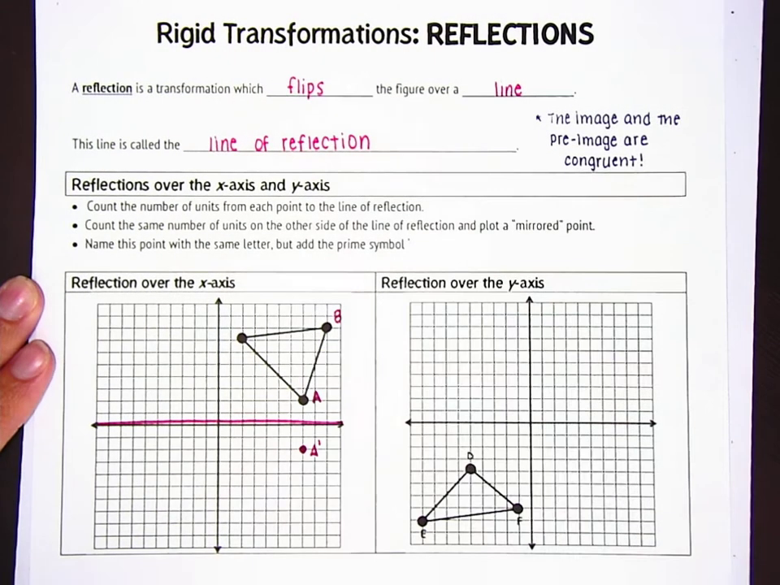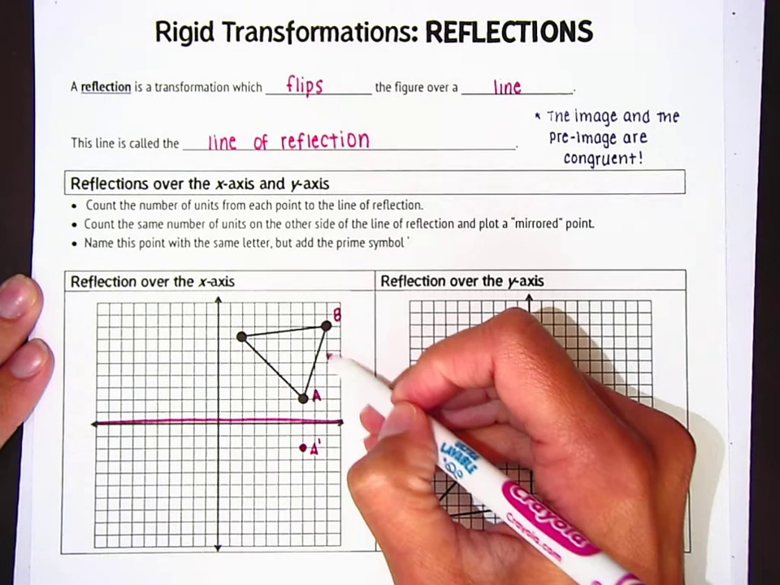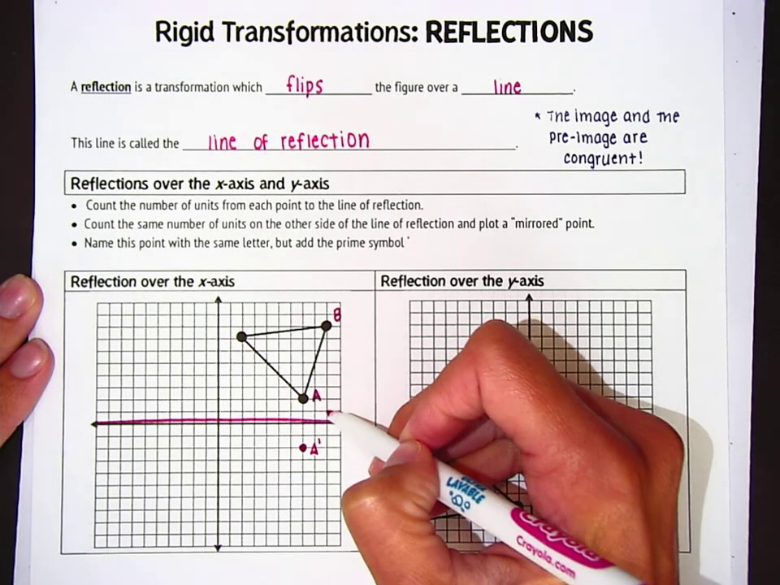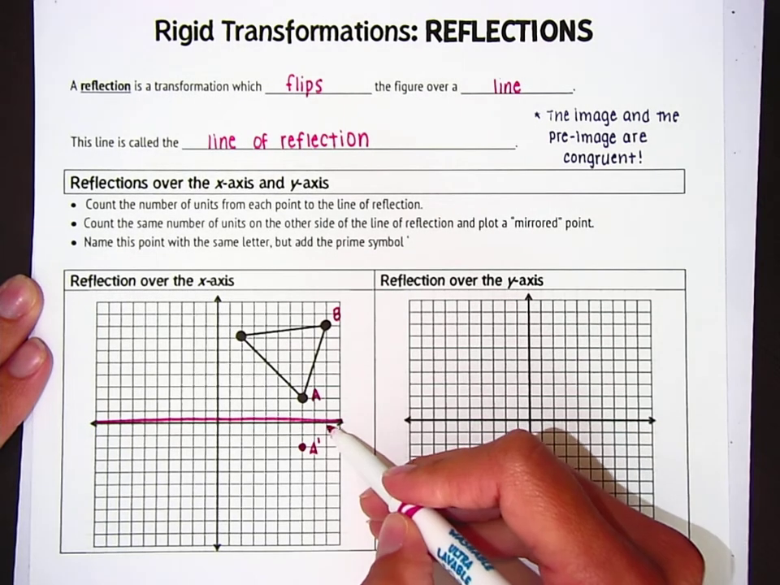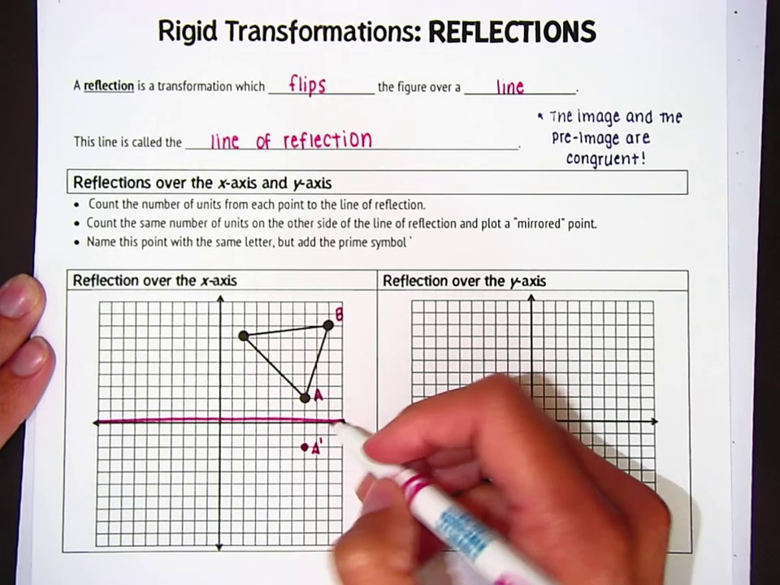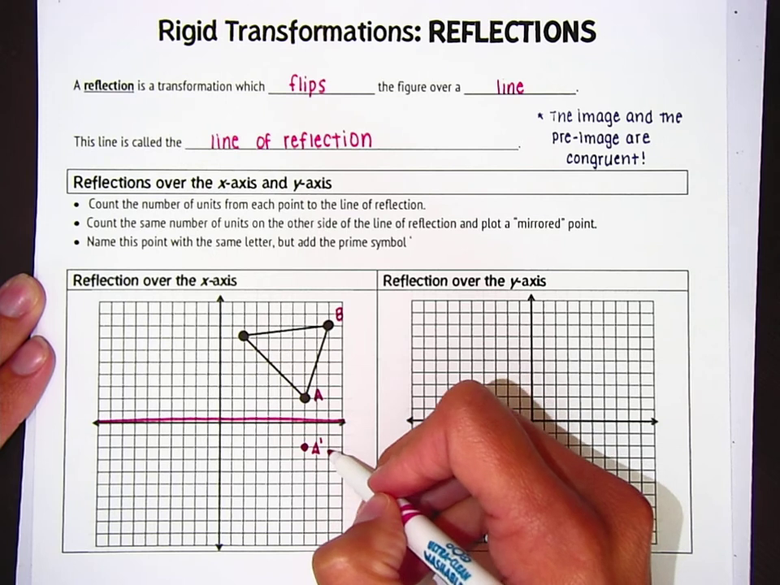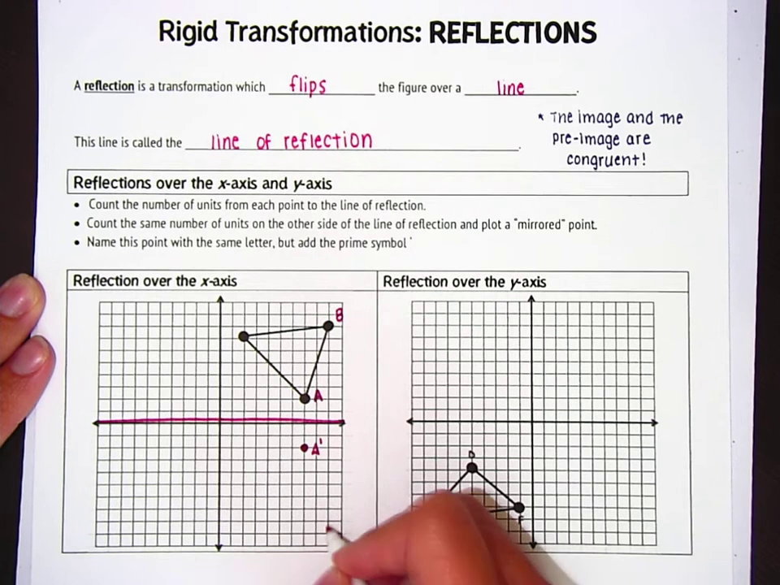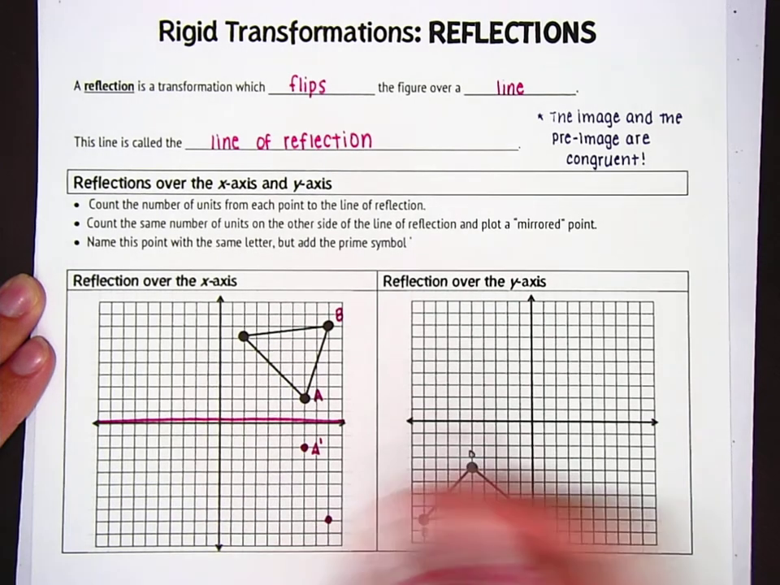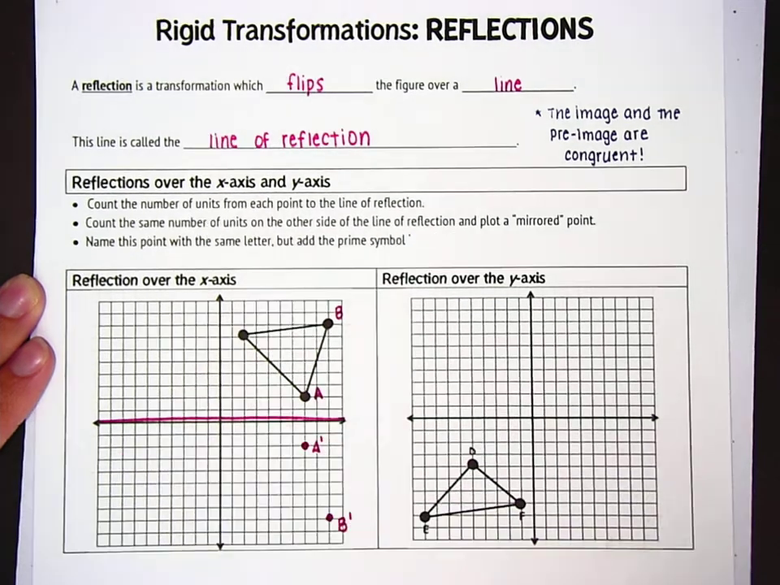So now we're going to look at point B, and B is 1, 2, 3, 4, 5, 6, 7, 8 units away from the line of reflection. So B should be 8 units on the opposite side of the line of reflection. 1, 2, 3, 4, 5, 6, 7, 8. And this is going to be my point B prime.